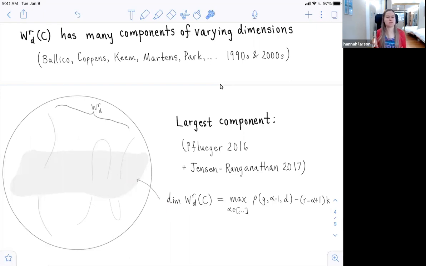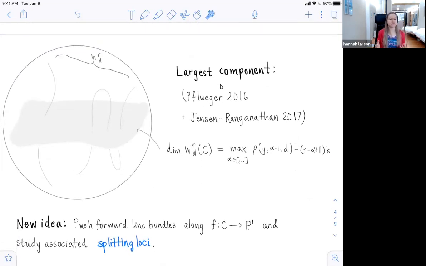So in some sense, this is an analog of part 1 of the Brill-Noether theorem, the dimension statement. But the question remains, what's going on with all of these other components? One might hope that there's some other discrete invariant in this problem that could explain these multiple components and their varying dimensions. And it turns out there is another discrete invariant here.